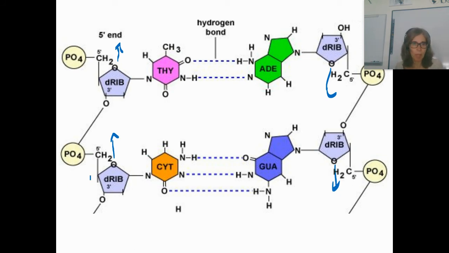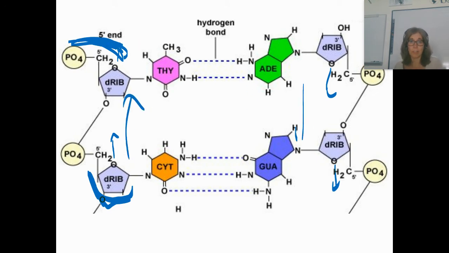So an enzyme might recognize this shape right here, but wouldn't be able to recognize this shape over here. So that this is different than this matters. And that it runs in a different direction both ways also matters.